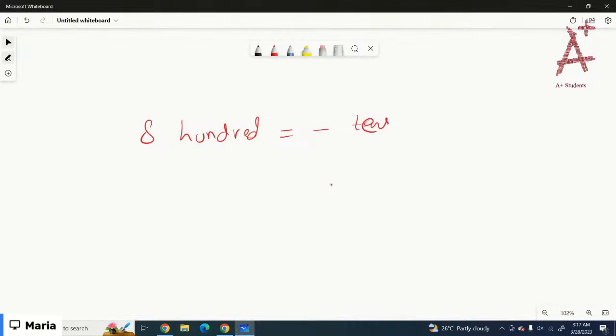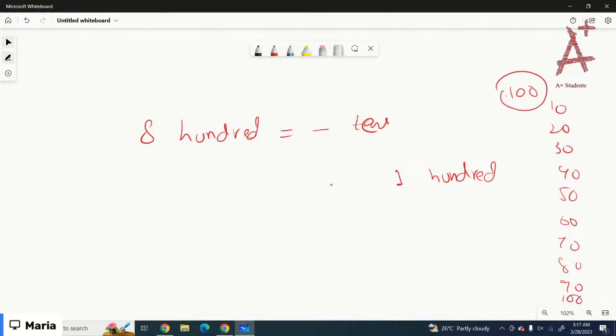Okay, let's just see 100. How many tens in 100? 10, 20, 30, 40, 50, 60, 70, 80, 90, and 100. In 100, you have 10 tens. Got it? So in 800, you have how many tens?